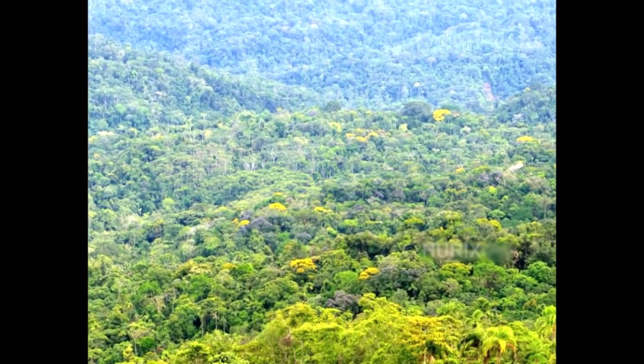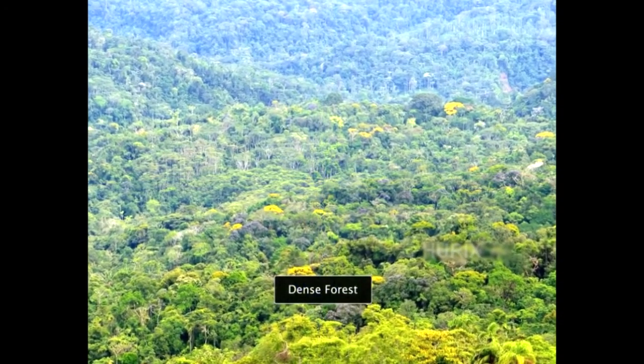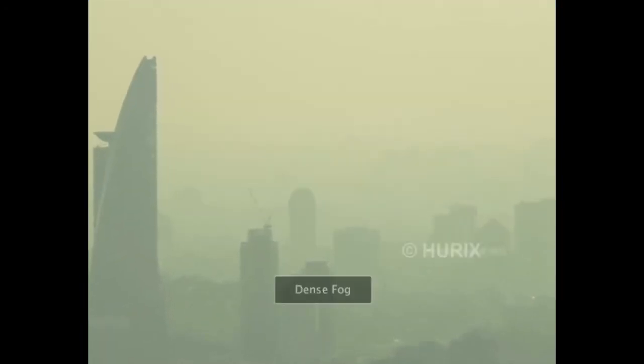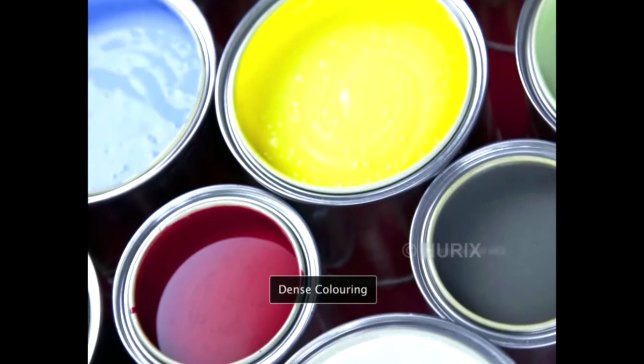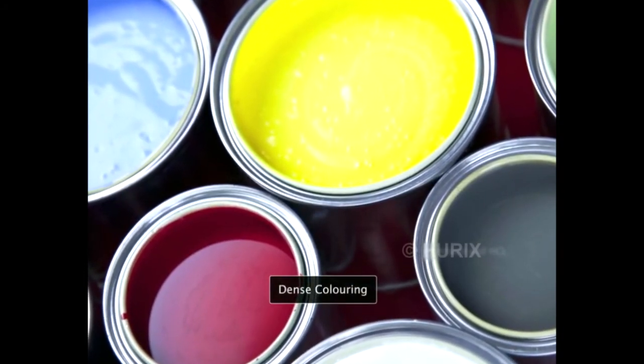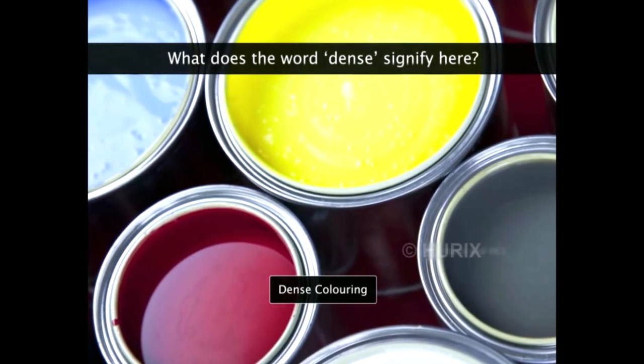These images represent a dense forest, a city covered with dense fog, and a densely colored liquid. What does the word dense mean?